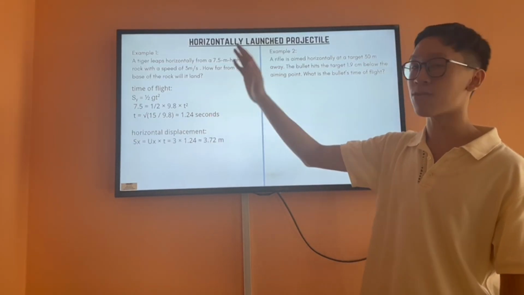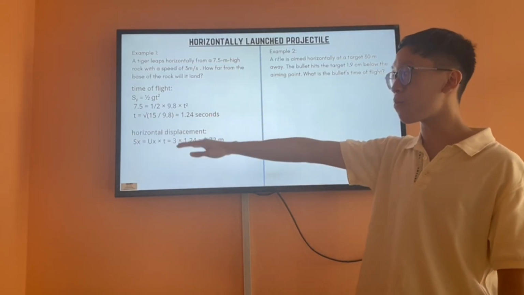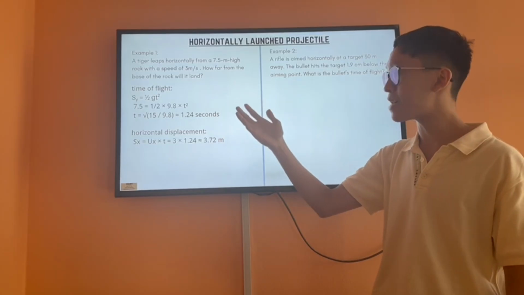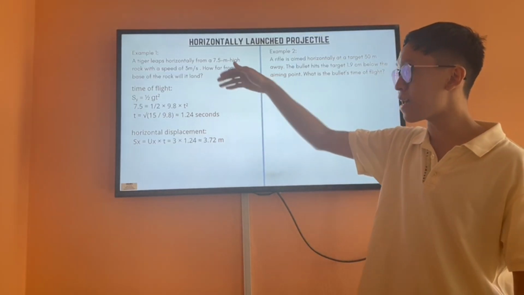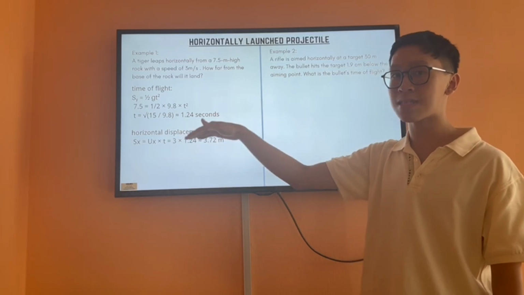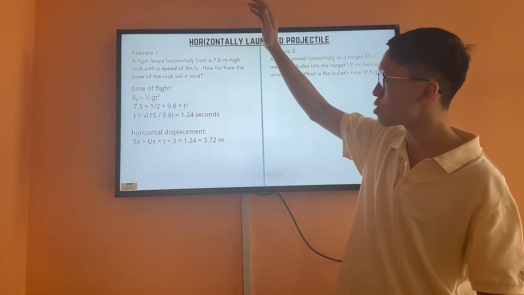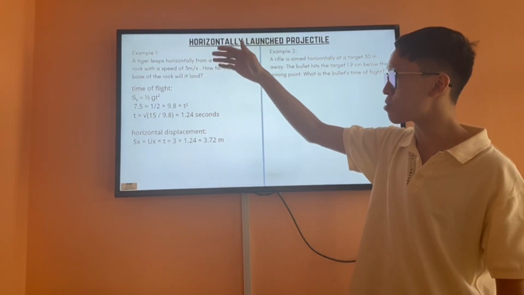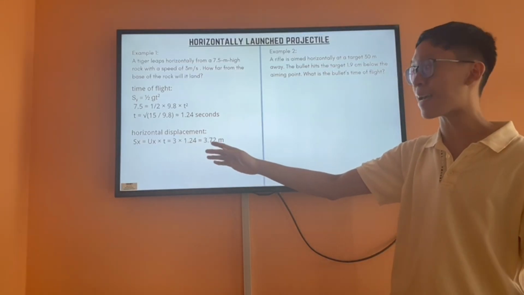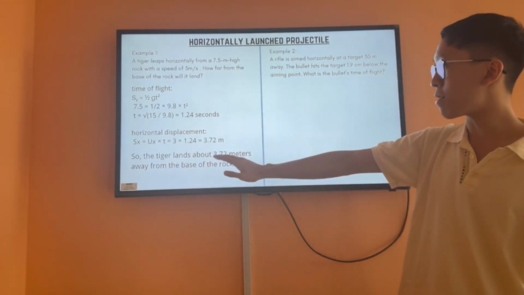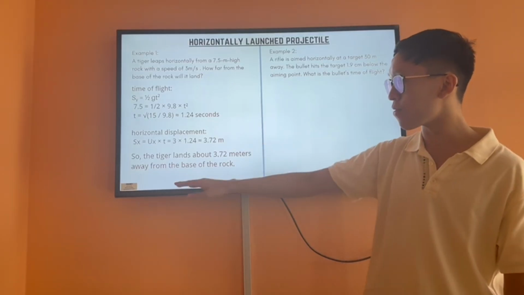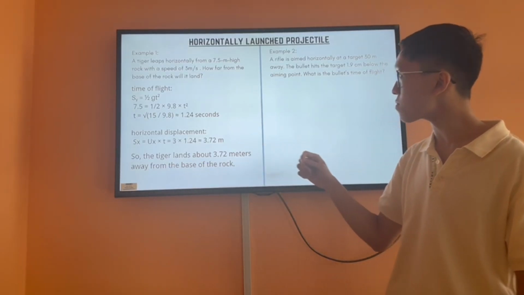Next, because we need to calculate the range, we will use the formula s equals u t. The t will be the answer we just got, 1.24 seconds, and the u will be the horizontal initial velocity, which is 3 meters per second. So 3 times 1.24, we get 3.72 meters. So the tiger lands about 3.72 meters away from the base of the rock.